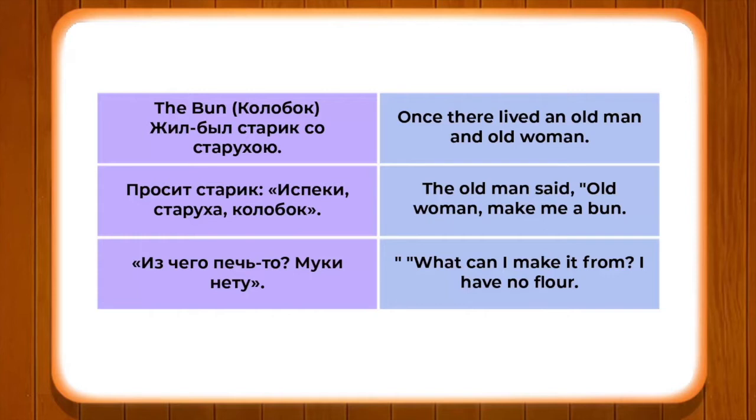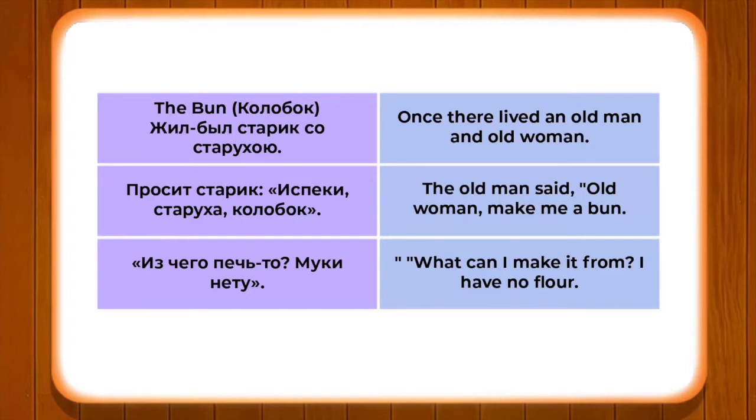Next sentence we have: просит старик. Prosit means request, starik means old man. And what does he request? Спеки, старуха, колобок. Спеки is from the verb спечь, that means to bake. So he is requesting the old woman. Starucha is the addressing word.